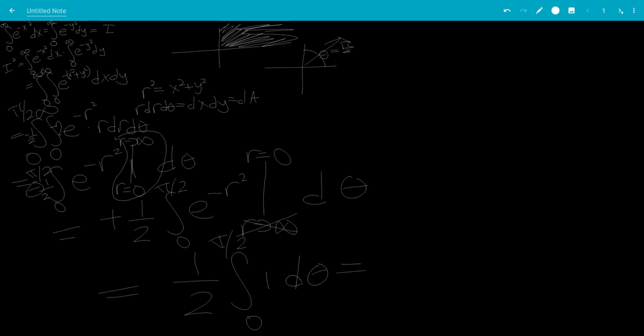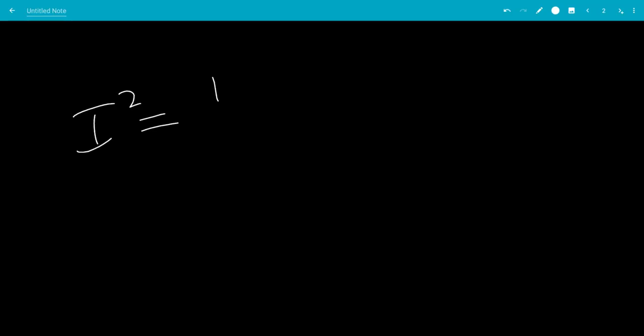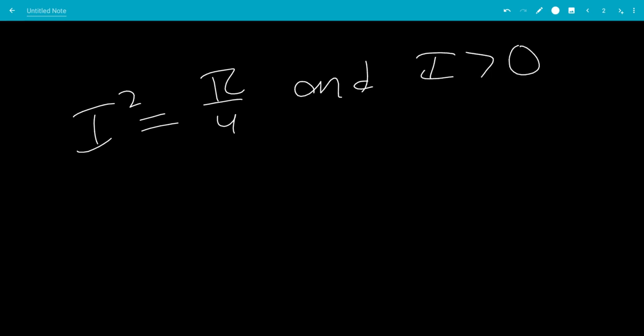But integrating that will be 1 half of theta from 0 to pi over 2. And 0 goes to 0, and so this will be 1 half times pi over 2, which is pi over 4. So now we have that I squared is pi over 4, and I is bigger than 0.